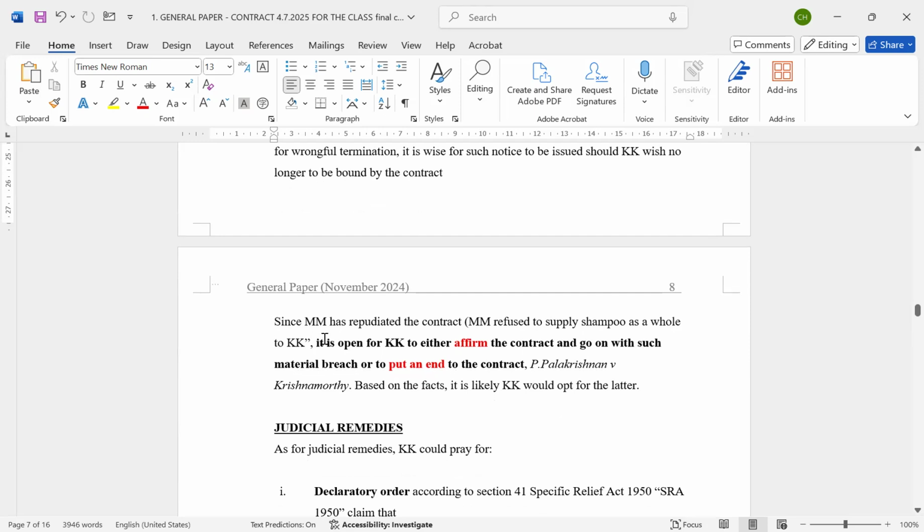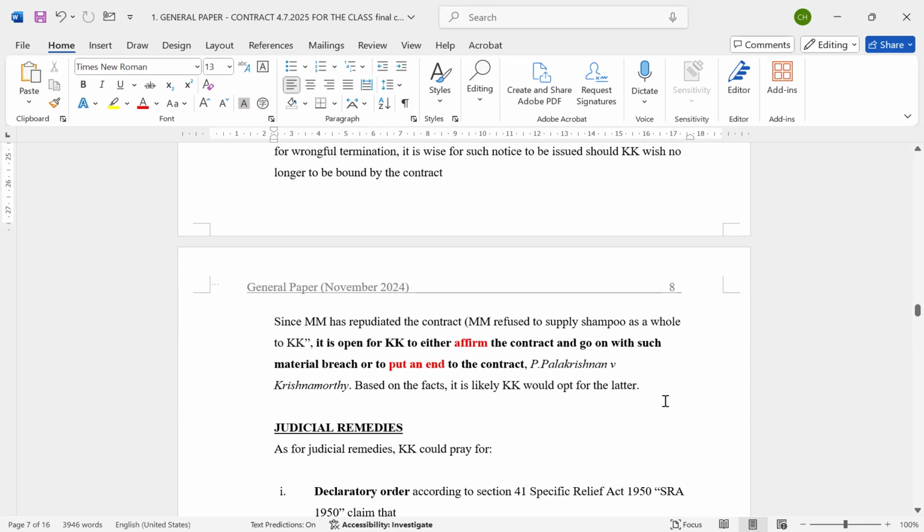This one also you must explain the effect, because for breach of contract, it is up to the innocent party to either choose to affirm the contract, that is to go on with such a loss. Never mind, I bear the loss. Okay, maybe a few months later, MM can resupply back. So the contract does not end. He affirms the contract. Alternatively, that is to put an end to the contract. Say, I want to end this relationship. So this is the choice.